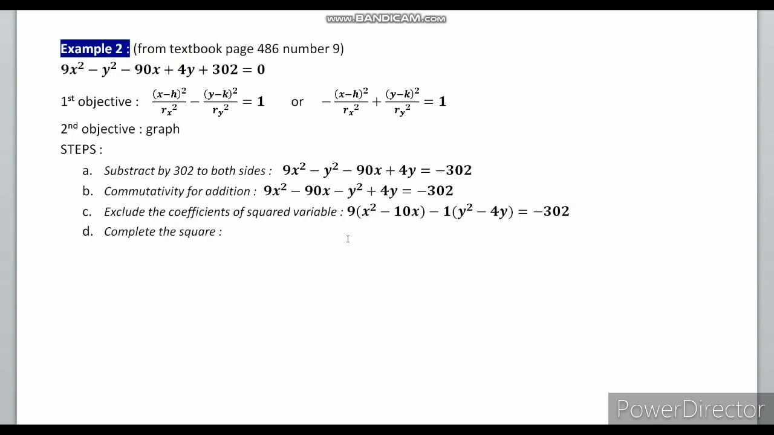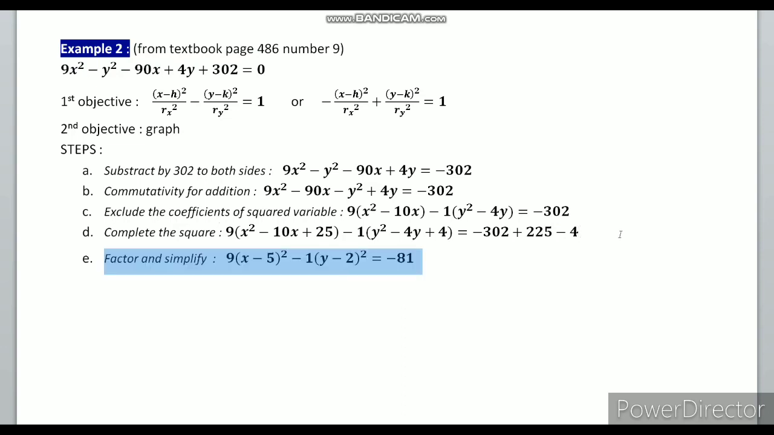It means when we add something on the left member, we have to add it also on the right member. So I add 25 here on the left and 4 here, which was not there before. When I add 25, I need to multiply by 9 since this is the coefficient, so I have 225. And since I add 4 here, I need to multiply by negative 1, so it becomes negative 4. In the end, I factor and simplify, and then this is the result.